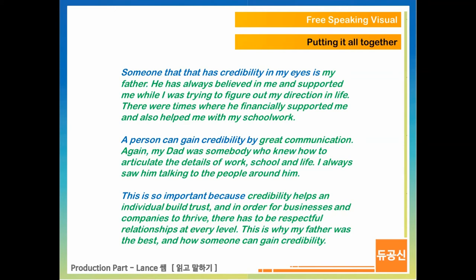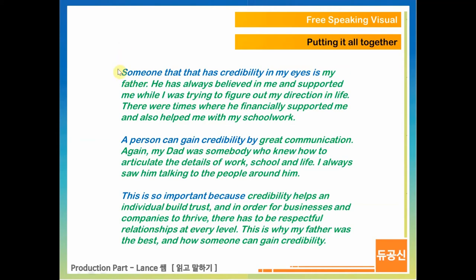This is so important because credibility helps an individual build trust, and in order for businesses and companies to thrive, there has to be respectful relationships at every level. This is why my father was the best and how someone can gain credibility.